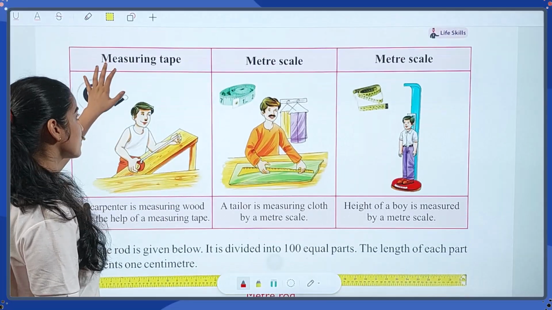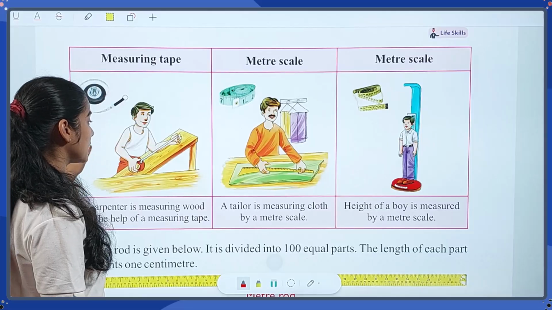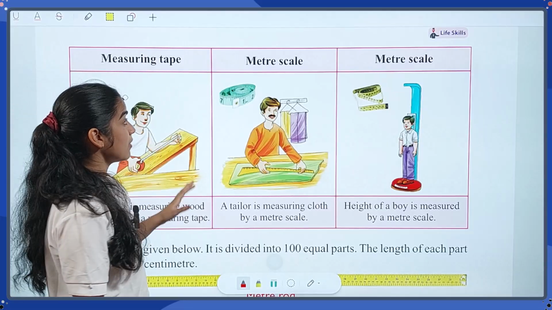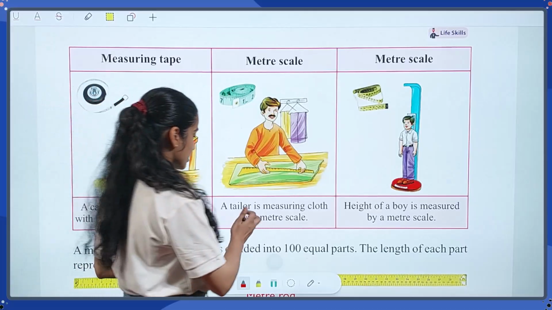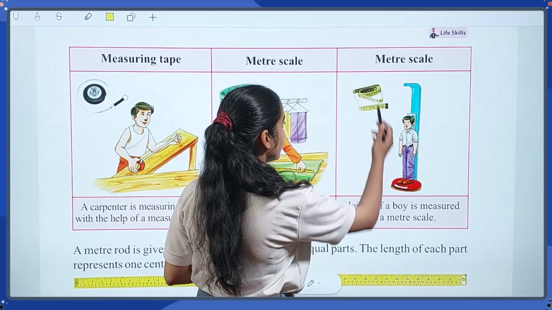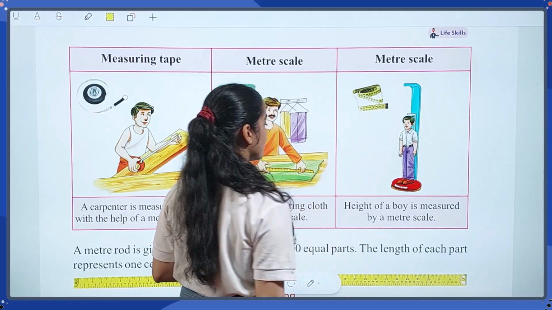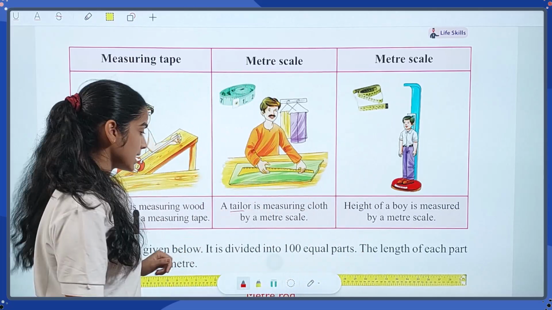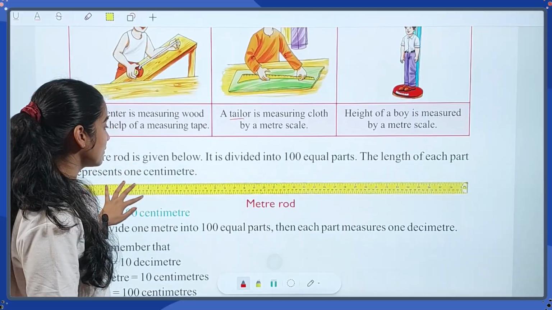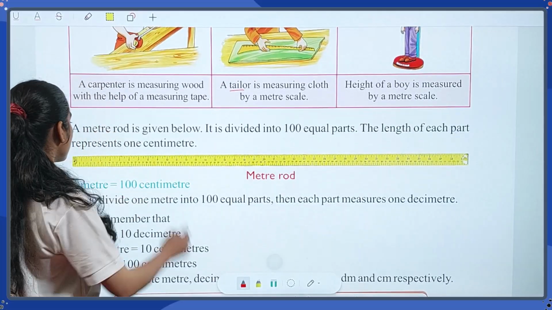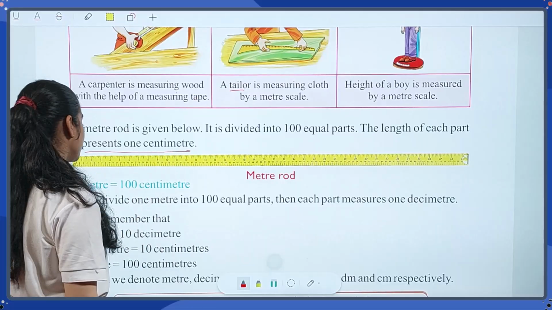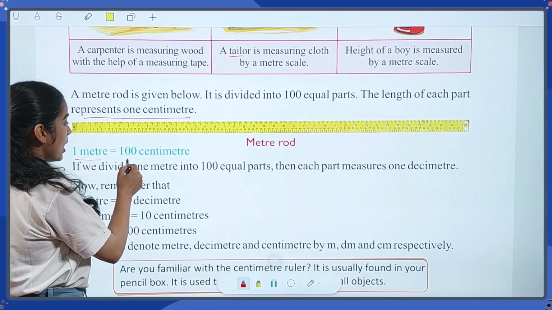For example, first we have the measuring tape, which is used by carpenters. Then we have the tape used by the tailor, and after that we have the meter scale. The height of a boy is measured by a meter scale. So a meter rod is given below. It is divided into 100 equal parts. The length of each part represents 1 centimeter. 1 meter is equal to 100 centimeters.